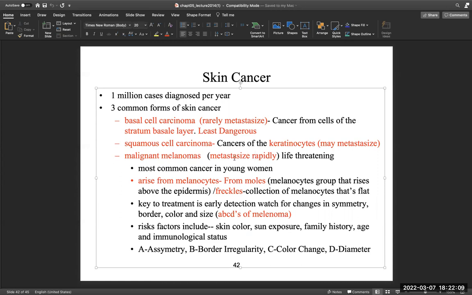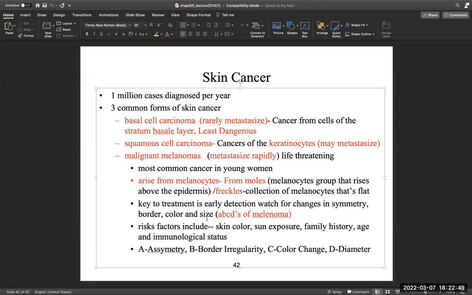Now, freckles are basically very similar to moles. The difference between a freckle and a mole is that freckles are a collection of melanocytes, but as they collect in that area, it stays flat. It doesn't tent up and start to rise above the epidermis. So you can get malignant melanomas arising from freckles that have started to mutate. All malignant melanomas come from those melanocytes that have started to change, started to mutate, and now start to grow unfettered.